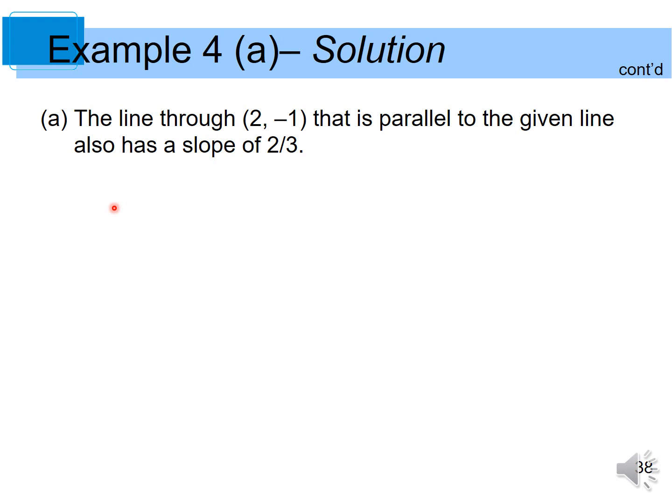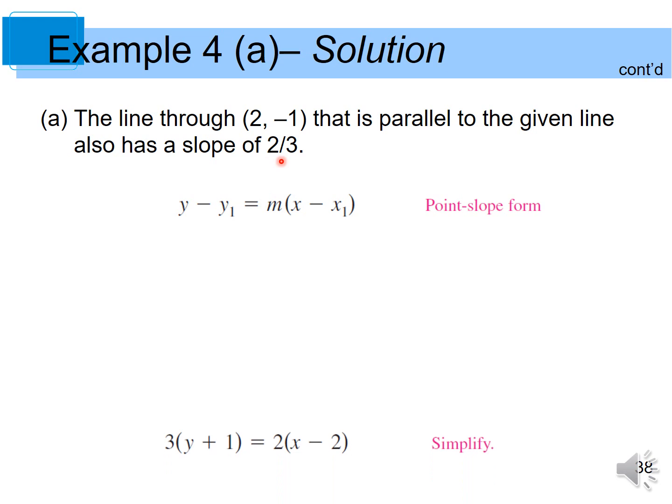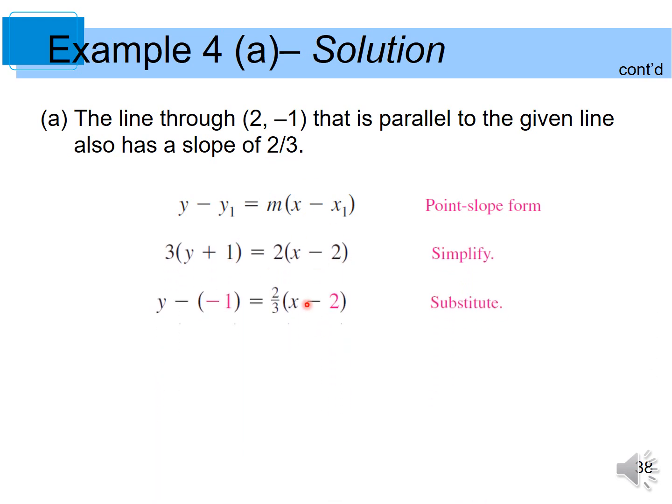So for the A part, the line through (2, negative 1) is parallel to the given line, meaning that it also has the same slope, 2 over 3. So you can base on the point-slope form. You substitute in, just replace y1, x1, and m. Then you simplify. Then you rearrange: move all the constants and variables from your right to the left side. Then you obtain the equation in general form.